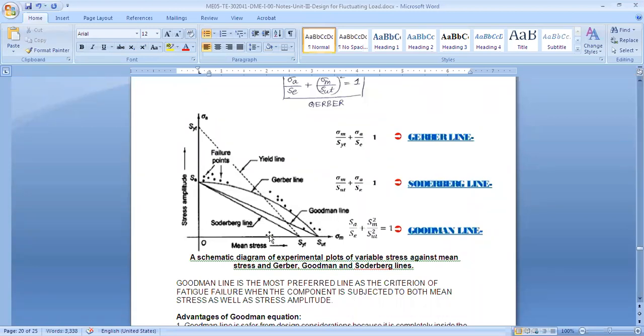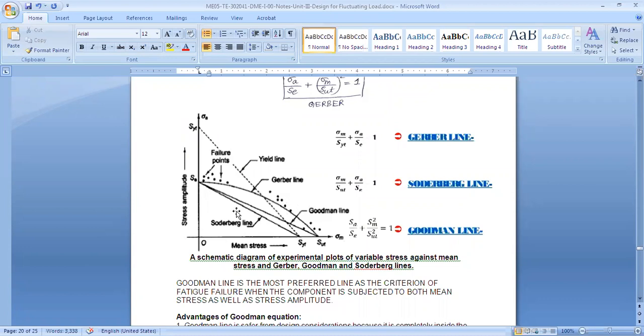Now, of these three lines, only the Gerber line is curved. So remember that only the Gerber line is curved. That's why it's a parabola, Gerber's parabola. But what was the problem with the Gerber line? It is the approximate line of the failure points. Some points were falling below this line, so the chances of failure were there.